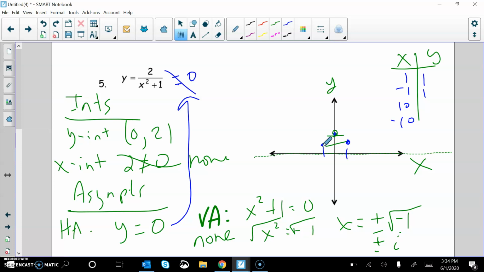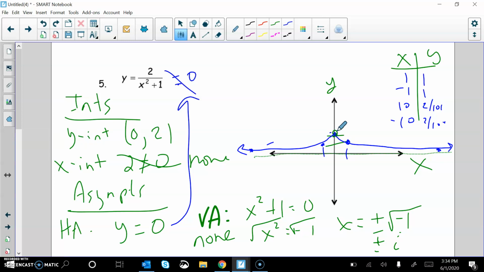Plug in 10, 10 squared is 100, so we get 2 over 101. Negative 10 squared is also 100, so you get the same result. So it gets closer and closer to 0. So it's going to be symmetric. It'll approach the horizontal asymptote. It peaks there. In calculus, you'll take the derivative and verify that that's a maximum. And the graph looks something like that.